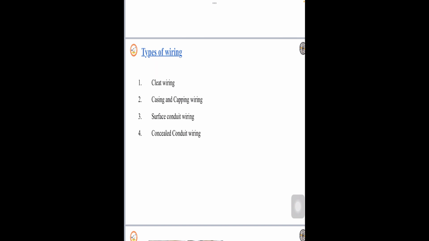There are different types of wiring, as you can see in the slide. We have cleat wiring, casing and capping wiring, surface conduit wiring, and concealed conduit wiring. Let us understand one by one what they are and how they have been linked.